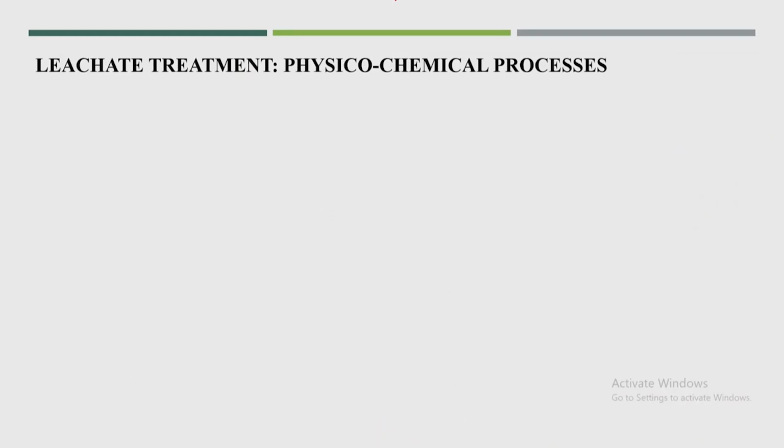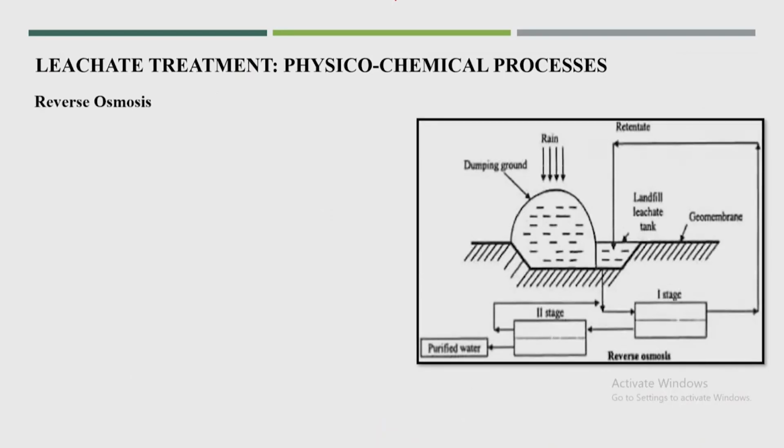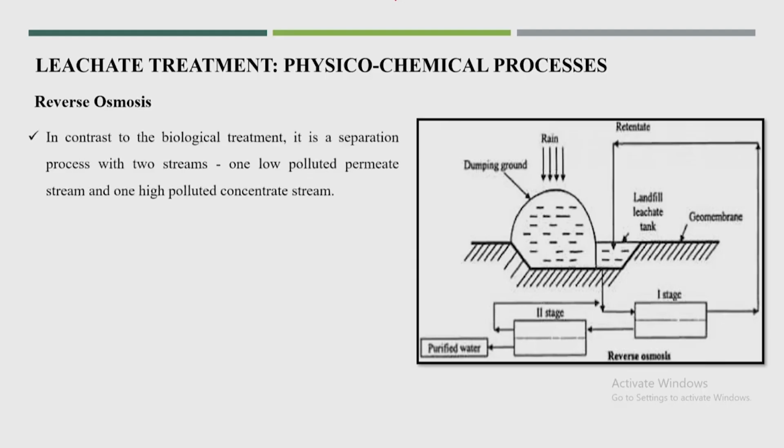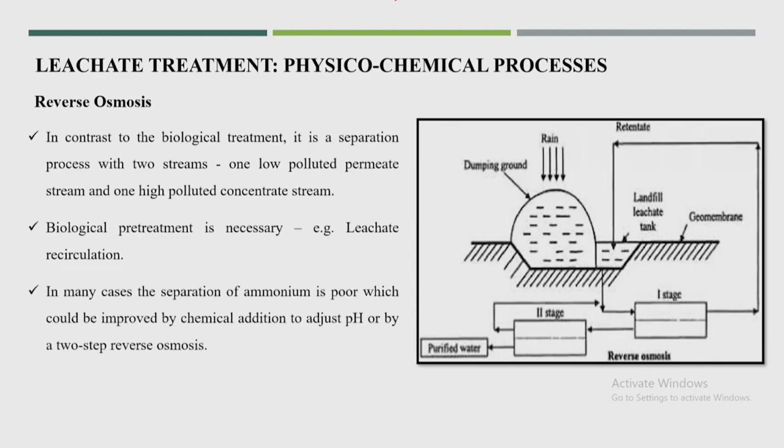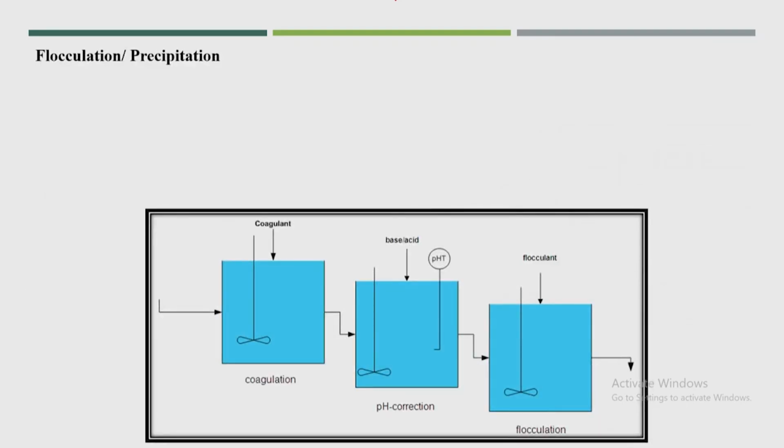So, what kind of treatments are there for the leachate? Once you are able to collect that, we can go for reverse osmosis, but it is a very costly unit for the treatment process. One of the easiest methods is that we can go for flocculation and precipitation.